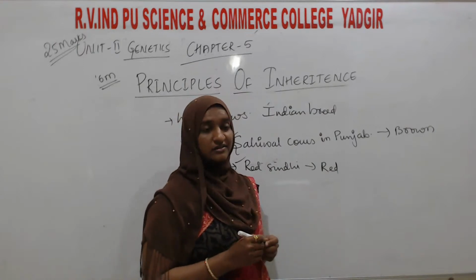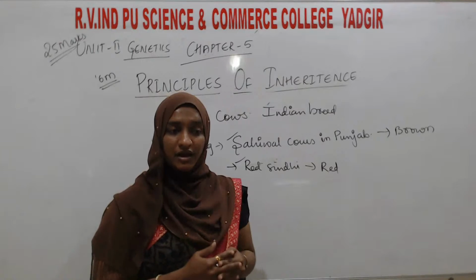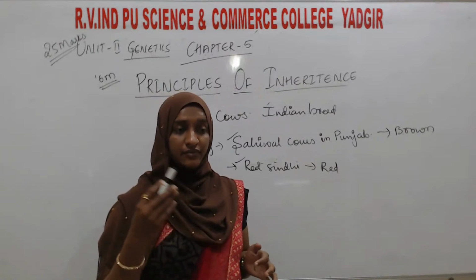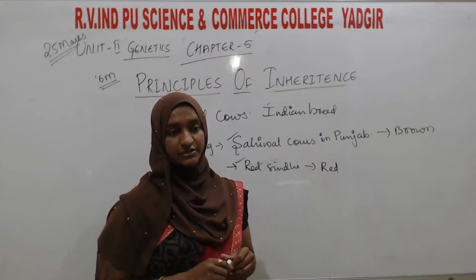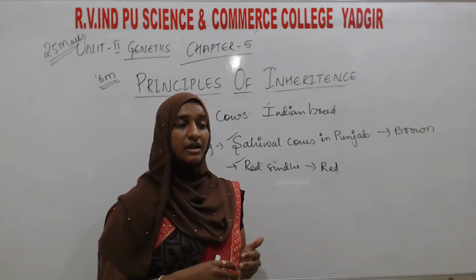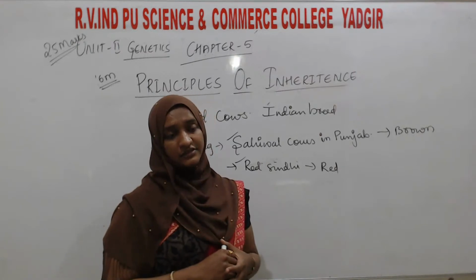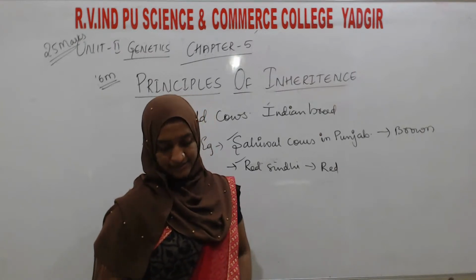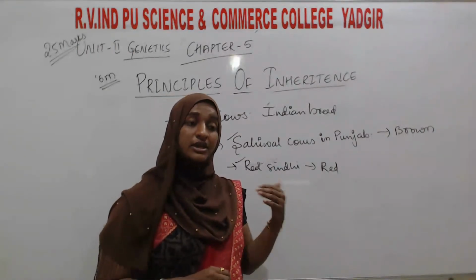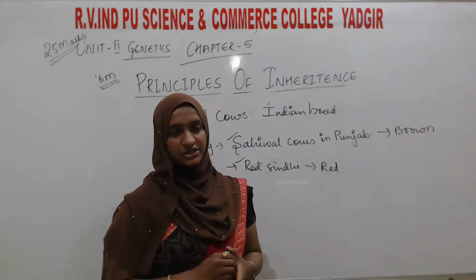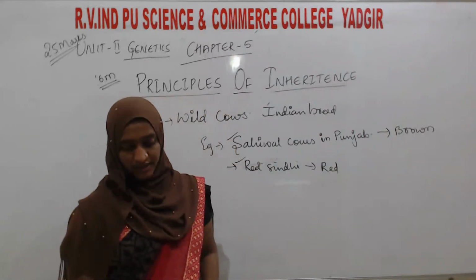So this is the reason there are many varieties of animals and plants. They have their own characters and their own identification. Why? Because they get those characters from their parents, who are the ancestors, and they inherit those characters to the next generation. So this is all about the introduction part.